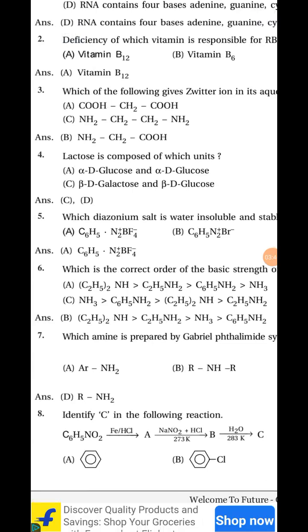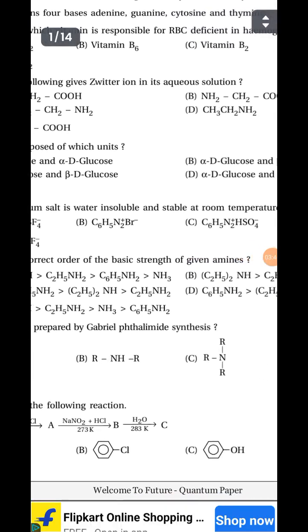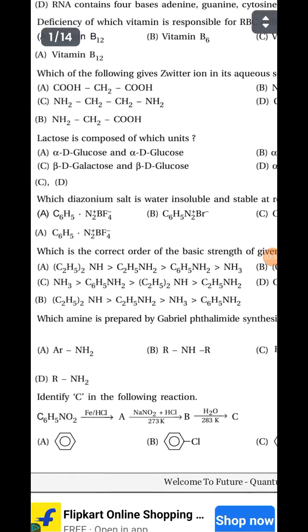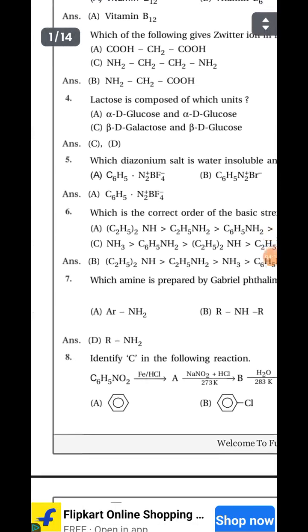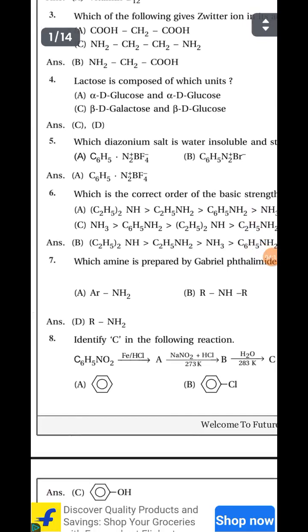Next one: which amine is prepared by Gabriel phthalimide synthesis? By this reaction you can form the primary amine. Many times already I have informed you, go through your PDF of name reactions properly and revise it again and again, because it would be very useful to you in both the objective and subjective parts.